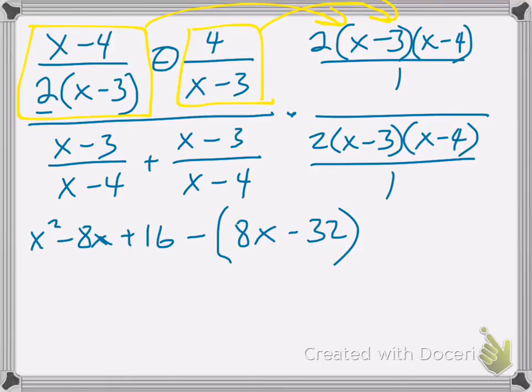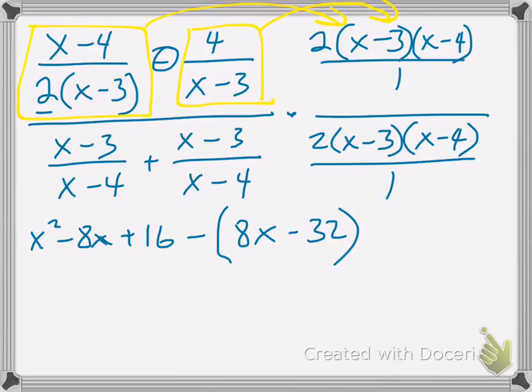Parentheses are very important because we're distributing that negative sign in between the two fractions. So the x minus 3's will cancel. Again, x minus 3 cancels, and we're left with 4 times 2, which is 8, and 8 times x minus 4 is 8x minus 32. All right.